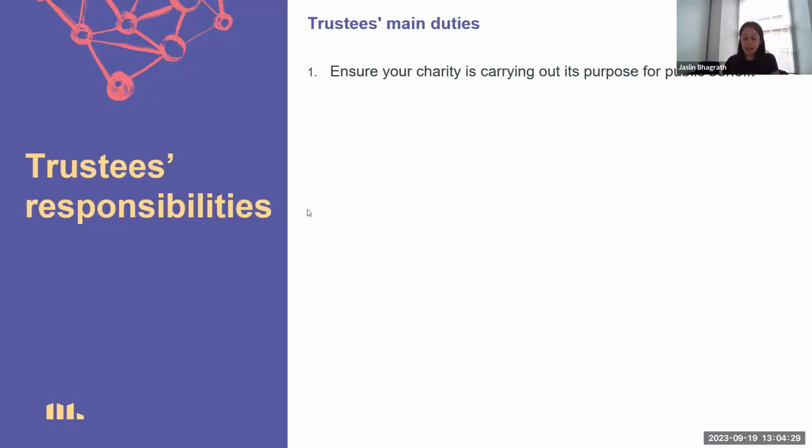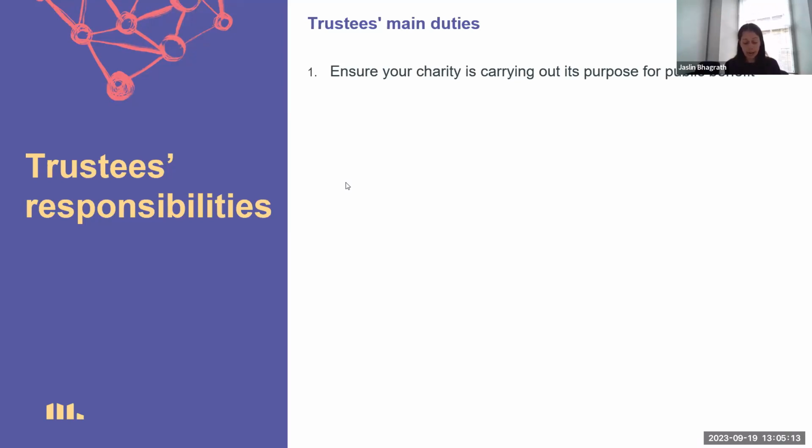the trustees' main duties. These are by no means exhaustive, but things that we need to think about. The first duty of a trustee is to ensure the charity is carrying out its purpose for public benefit. So is the charity doing what it was set out to do? And you as a trustee need to understand that. So as a trustee, you have to understand what the charitable purpose is. Hopefully those of you who are trustees have read the charity's governing document, because that will lay out exactly what the trust or the charity does.